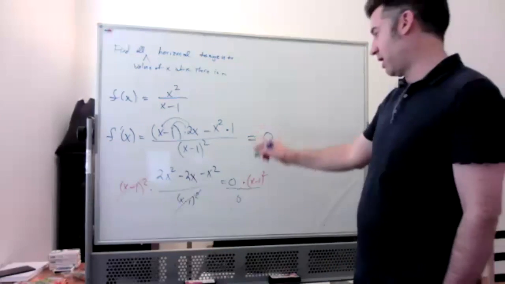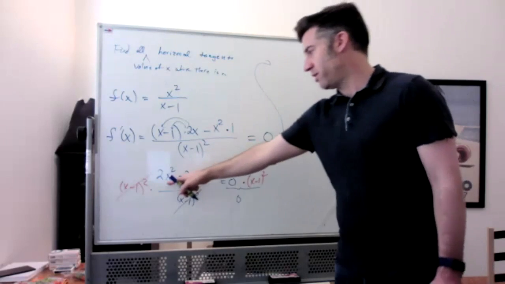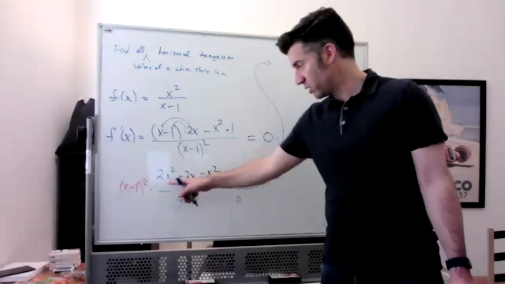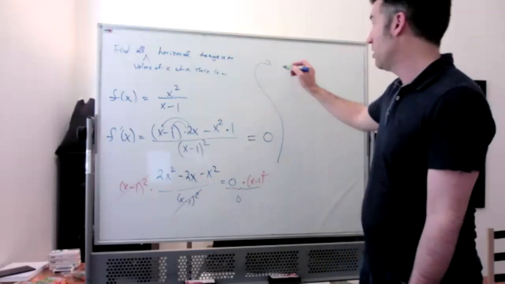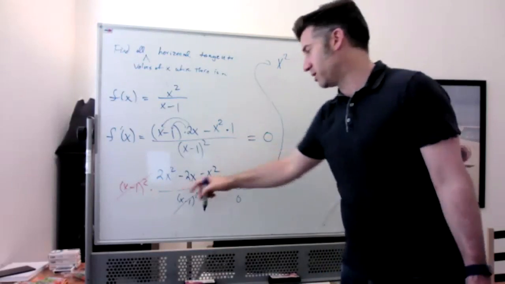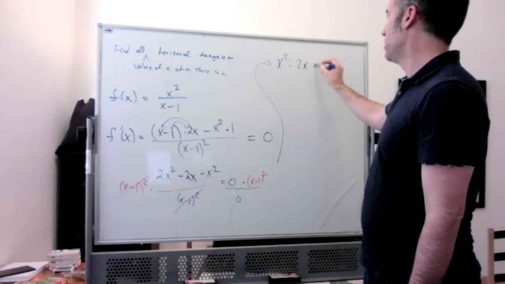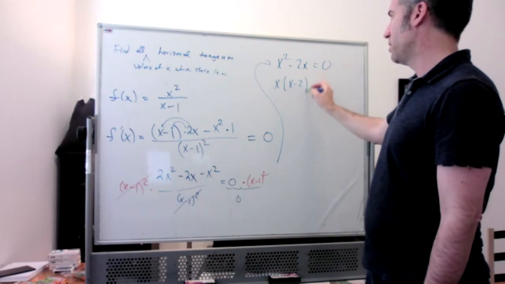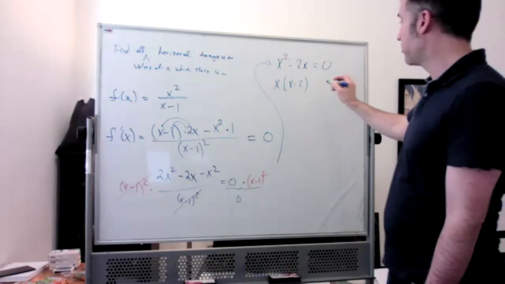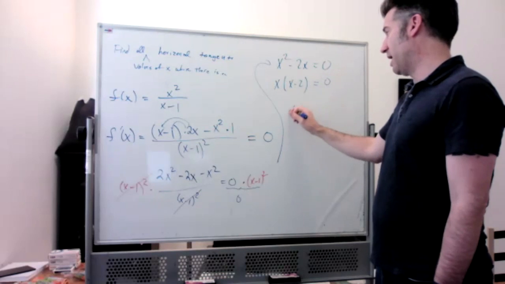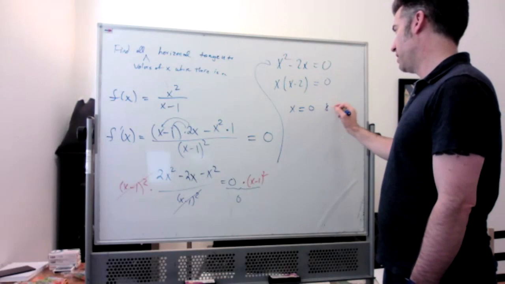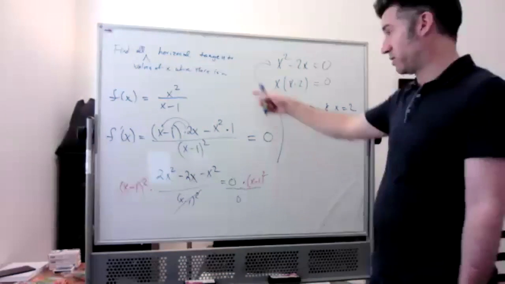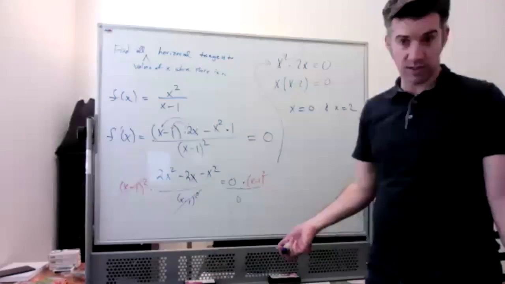So look what I've got: 2x squared minus 2x minus x squared. I'm going to put the x squared terms together. 2x squared minus x squared is just x squared. So x squared minus 2x equals 0. I'm going to factor out an x, so x times x minus 2 equals 0. In this case, I get x equal to 0 and x equal to 2. That's where this particular function, x squared over x minus 1, would have horizontal tangent lines.